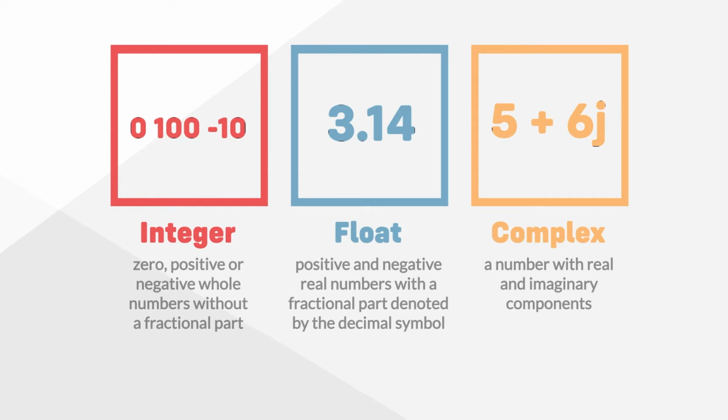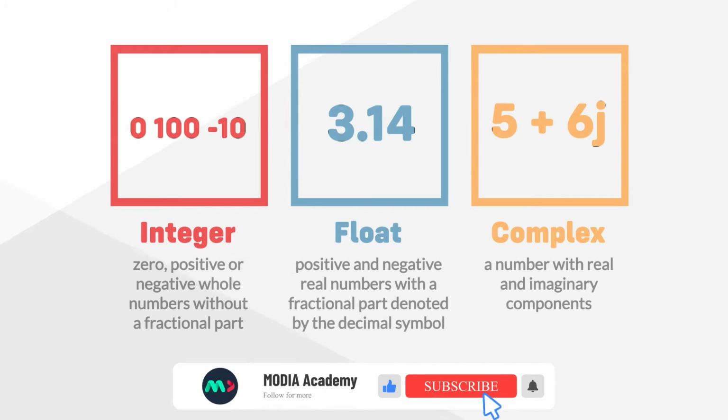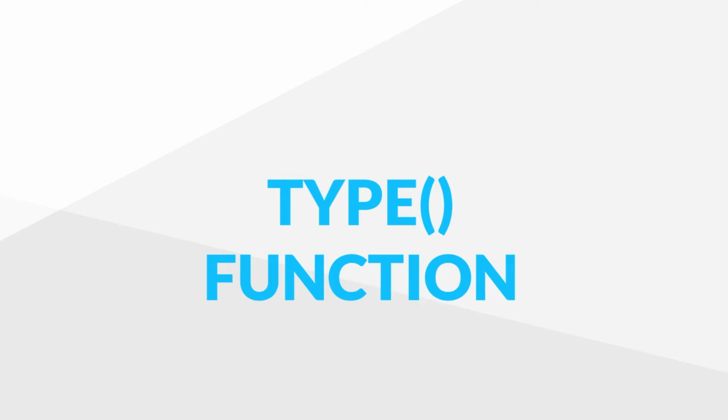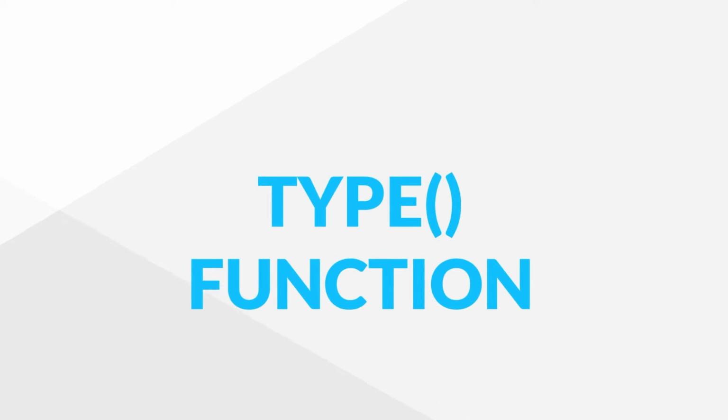For example, 5 plus 6j is a complex number where 5 is the real component and 6 multiplied by j is an imaginary component. In this video, we're not going to talk about complex numbers and we are only looking at integers and floats. Before we get to the program, we need to talk about a specific function. Python has a built-in function called type, where we can see the data type of an object.